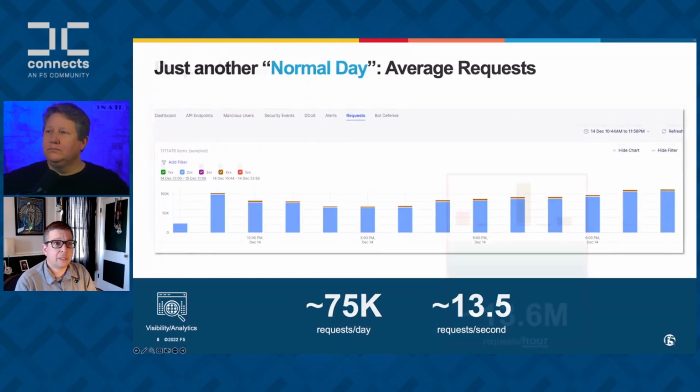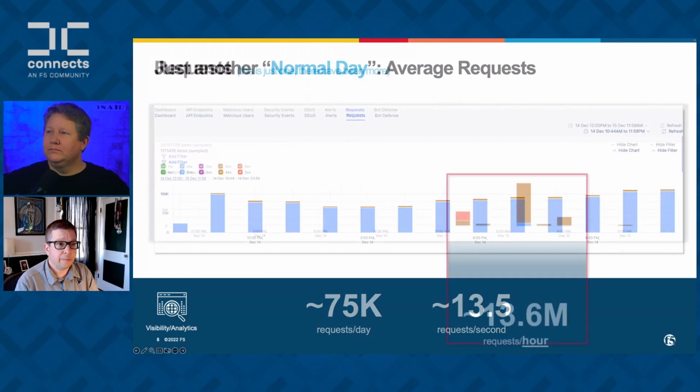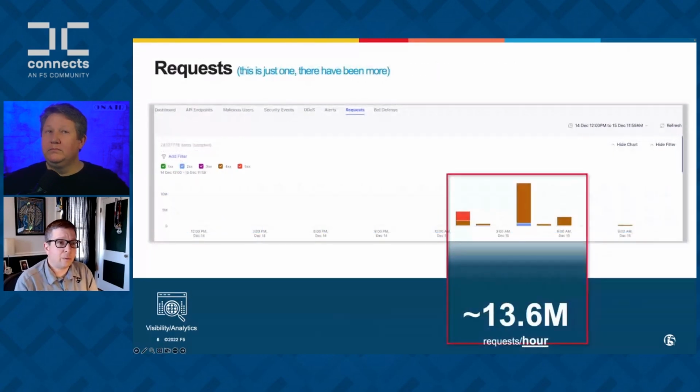So another normal day, just showing our average requests again at 13.5. And here, things got a little bit exciting about a week later. We had this event where we went to 14 million requests per hour from 7,500 requests per hour, Jason. So things got exciting. That is definitely a power of 2 times a lot, going from, would you say, 7,500 to 13.6 million? Yes, that's significant. Yeah, it's a big jump.